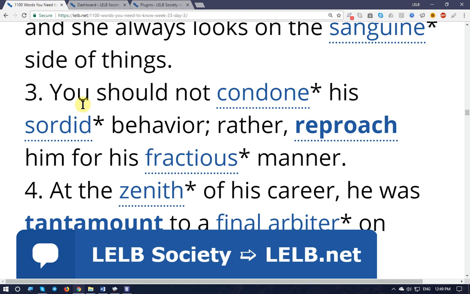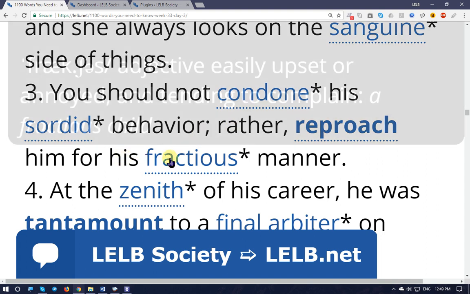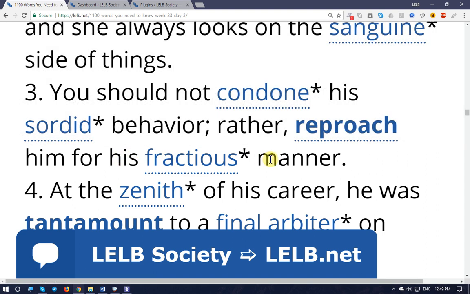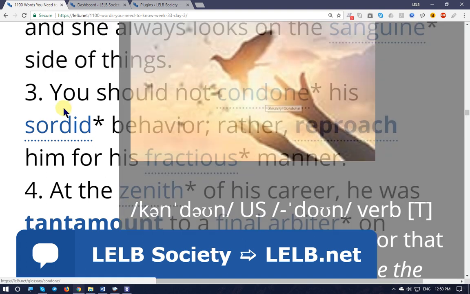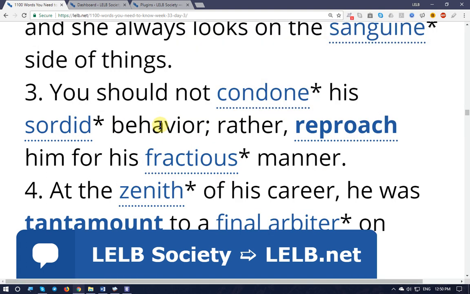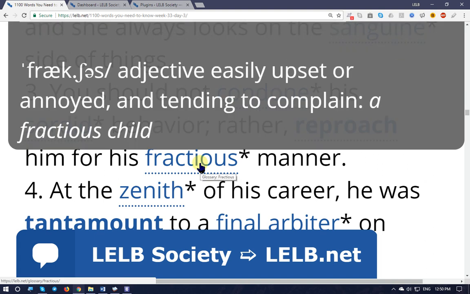Number 3. You should not condone his sordid behavior, rather reproach him for his fractious manner. You should not forgive his sordid behavior, immoral behavior, reprehensible behavior. Instead, reproach, criticize him for his fractious, means angry, manner or furious manner. Fractious means furious, angry, upsetting manner. Condone means forgive. Sordid means disgusting. Reproach means criticize. Fractious means angry.